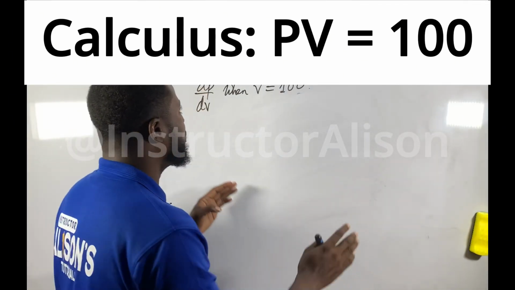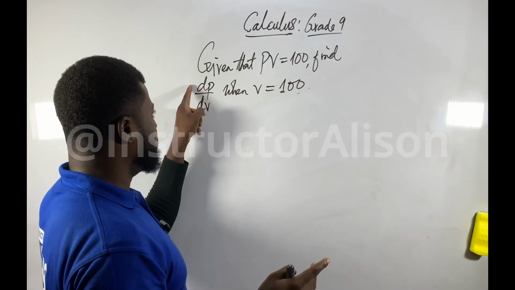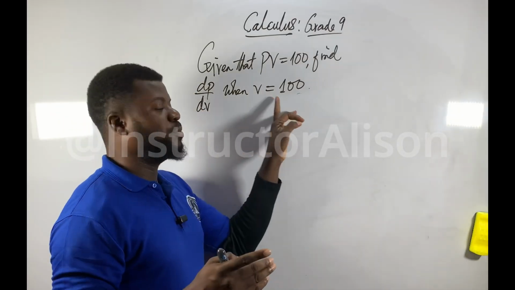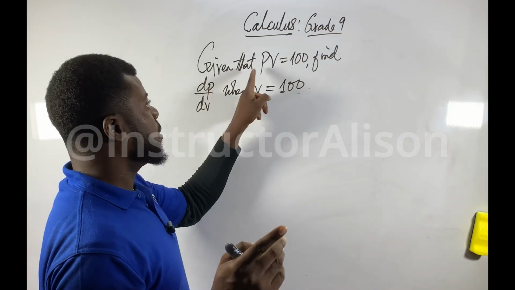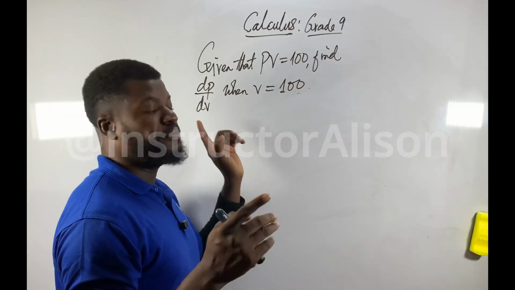So for this particular video, I want to show how to find dP over dV when they give you V equal to 100. For this question where they say PV equals 100, you are to find dP over dV.